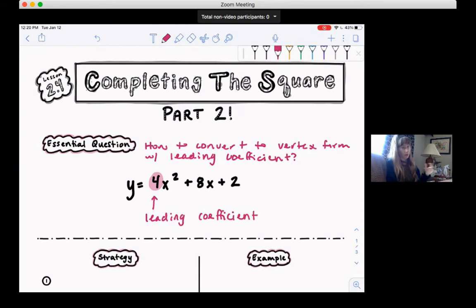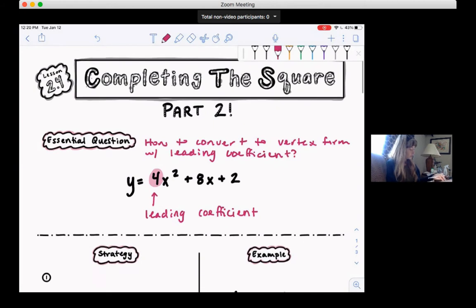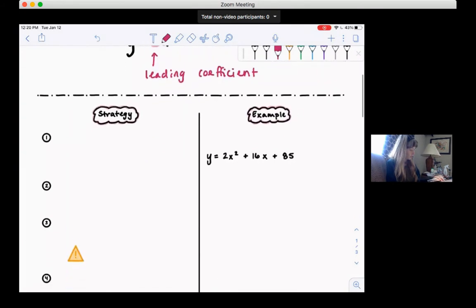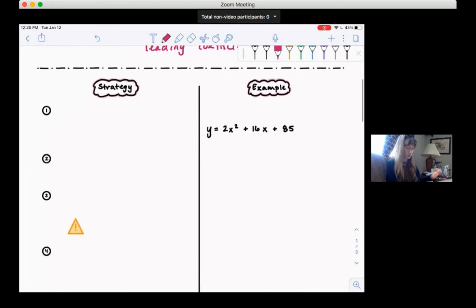So we want to know, how do we convert to vertex form if we have a number in front of x squared? And the process is very similar. We're still going to be completing the square, but we just have to add an extra step to deal with the leading coefficient. So here we're going to go over our strategy and do an example, and then in the next video we'll go over a couple more examples.